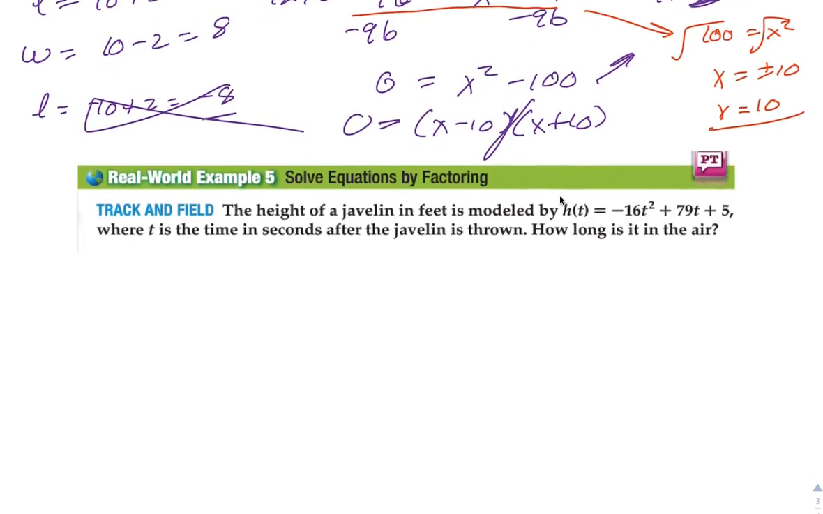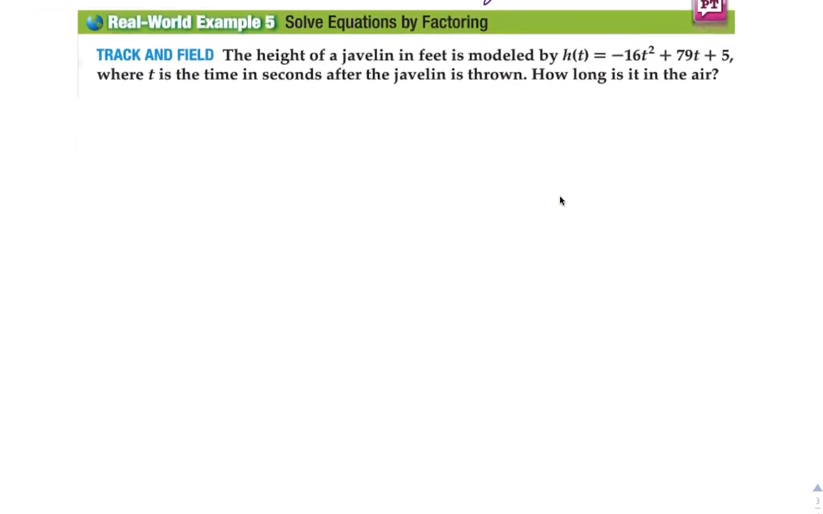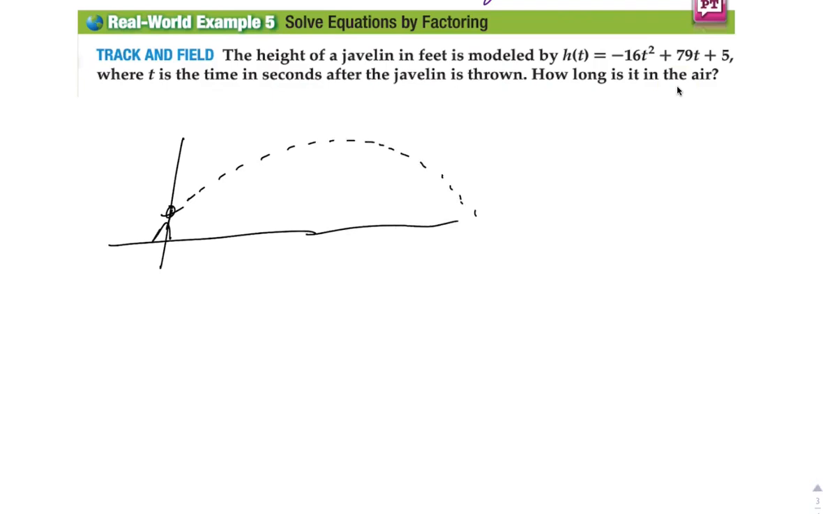Our last problem. So here's a real world example, an application problem. Track and field. The height of a javelin in feet is modeled by this equation right there. So h of t, which is our height, equals negative 16t squared plus 79t plus 5, where t is time in seconds that the javelin is thrown. How long is it in the air? So let's see what's going on here. Someone throwing a javelin, and then it's in the air until it reaches the ground. The question here is asking, how long is it in the air?